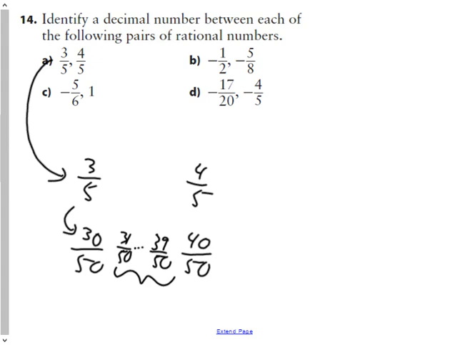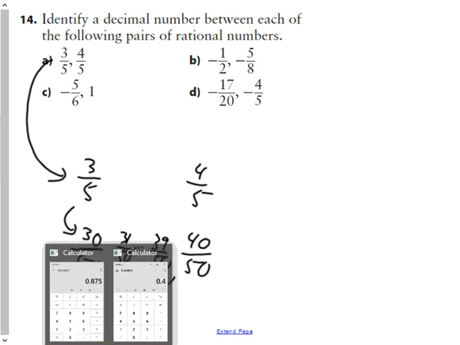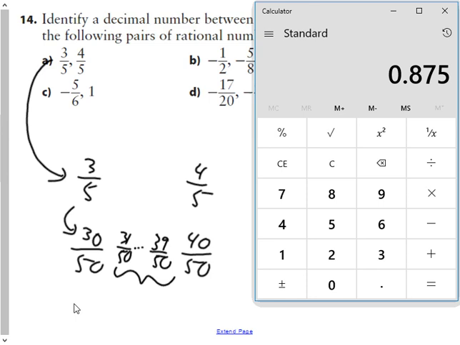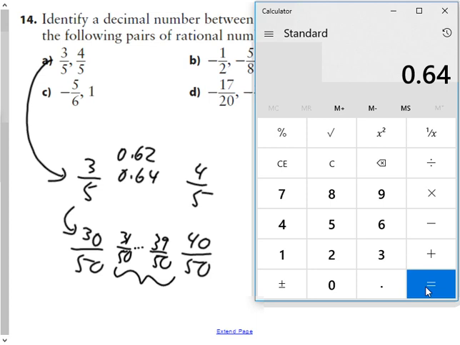So if I took my calculator again, which I think is here, it's right there, and I said, what is 31/50ths as a decimal? It would have the decimal 0.62. So that would be one acceptable decimal between there. I could also ask what is 32 divided by 50 and change that fraction to a decimal. It would tell me 0.64. That is an acceptable answer as well. Okay? Now that's one way to do it.